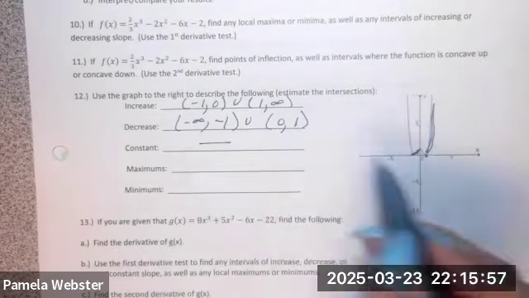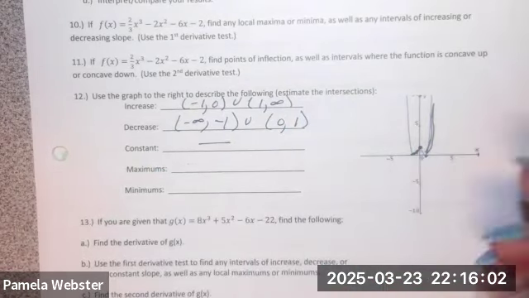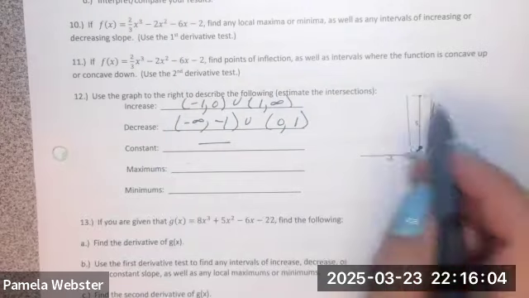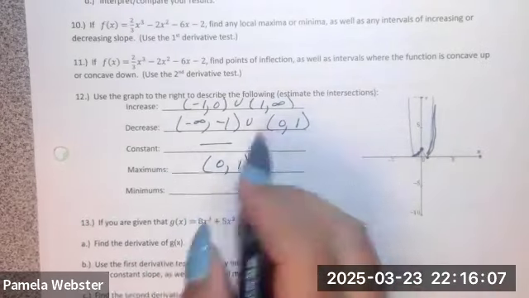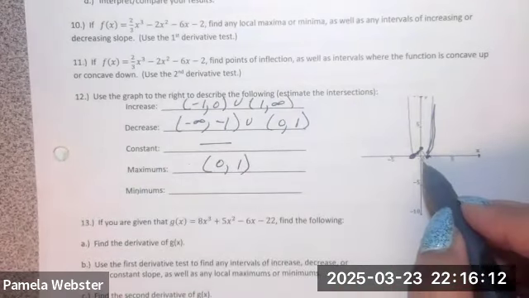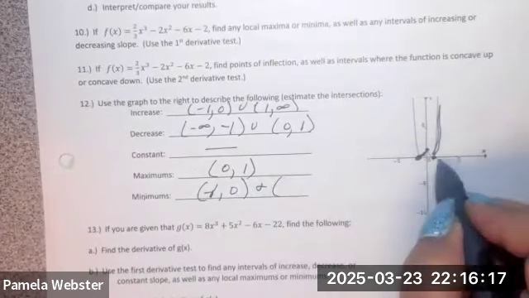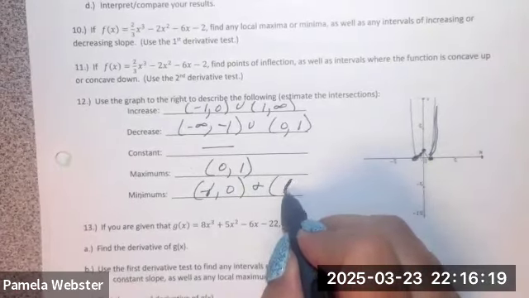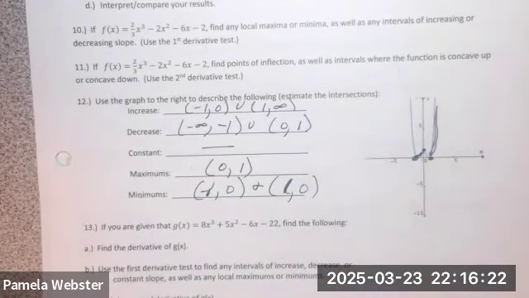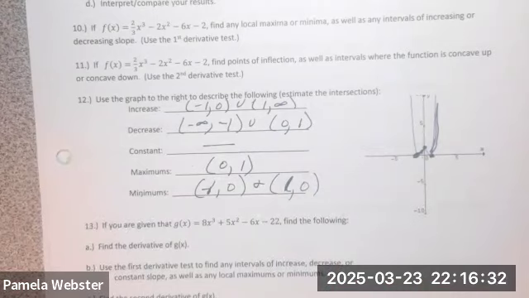Constant, well, that would be a flat part of the graph. There's not one. Maximums, yeah, I think there's one here and they mean local maxes, right? At 0, 1. And minimums, I think there are 2. And it looks like here at -1, 0. And here at 1, oops, 1, 0. There we go. All right, so that's just reading a graph and making sure you know what we're finding here, that you're interpreting it properly. No worries. Okay.